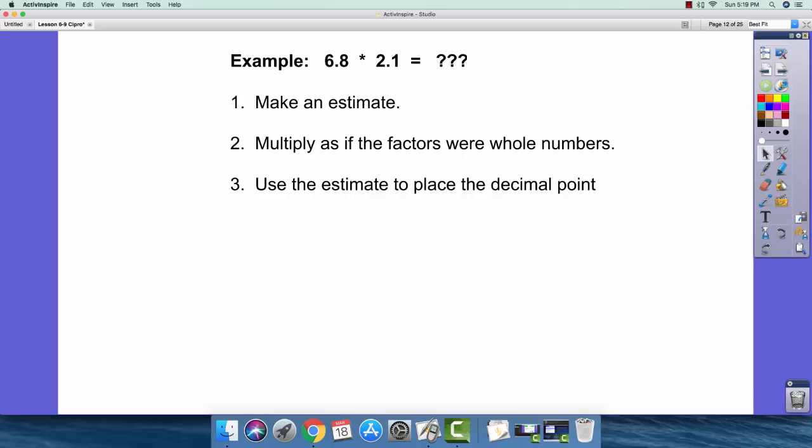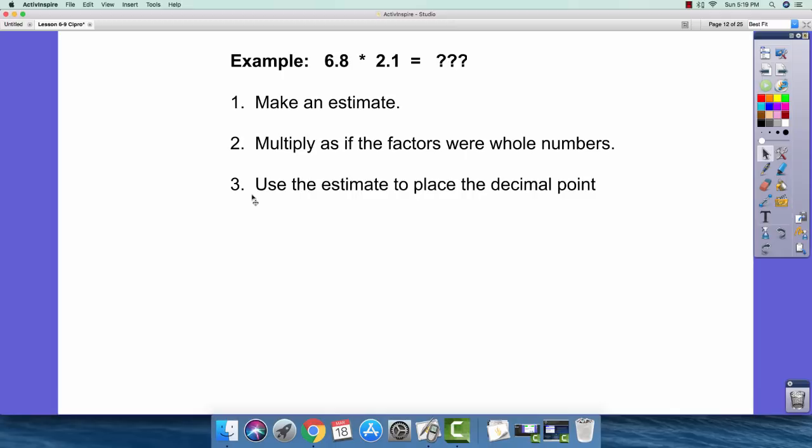So one way, if I had the problem 6 8/10 times 2 1/10, the three steps that we're going to do is first, we're going to make an estimate. Second, we're going to multiply as if the factors were whole numbers. And then third, we're going to use that estimate to place the decimal point. So pause the video and write these three steps down in your guided note paper where it says, what are the three steps to multiplying decimals in strategy 1? So pause the video, do that.